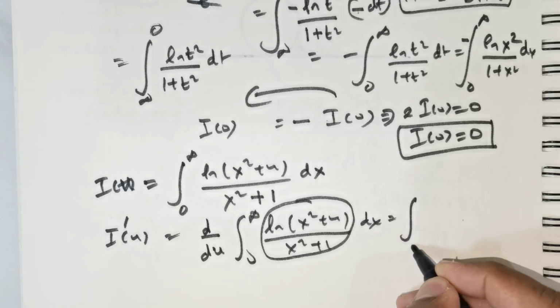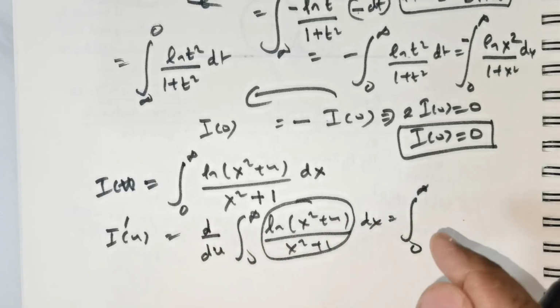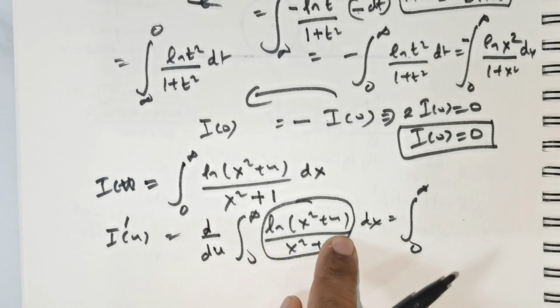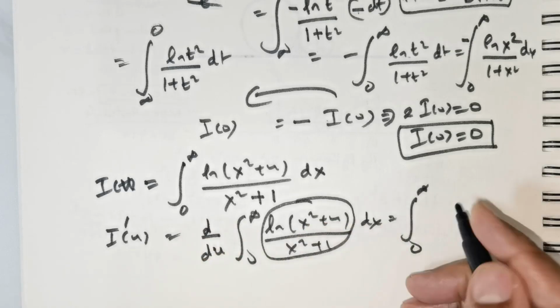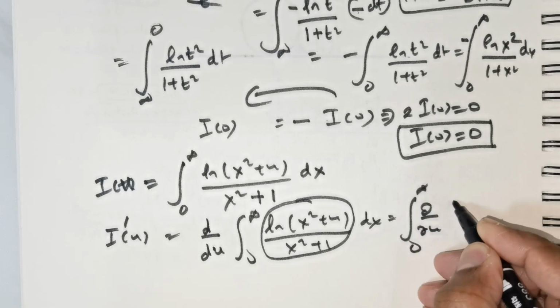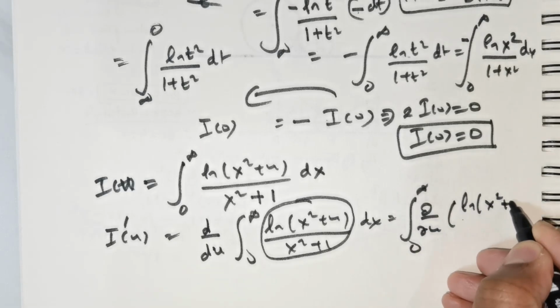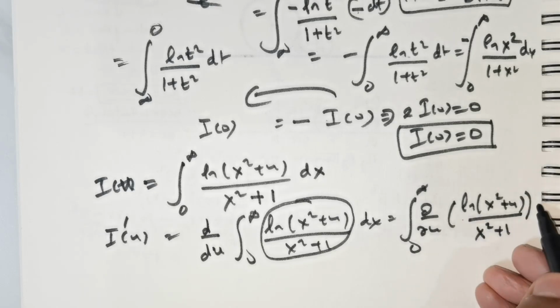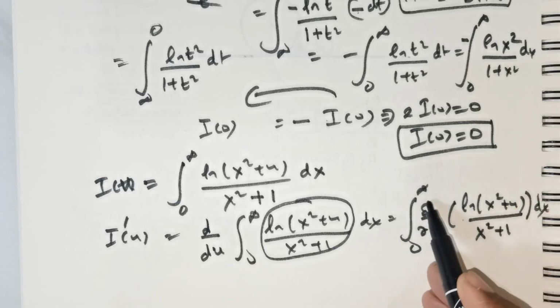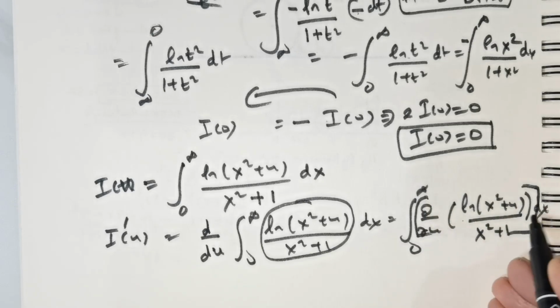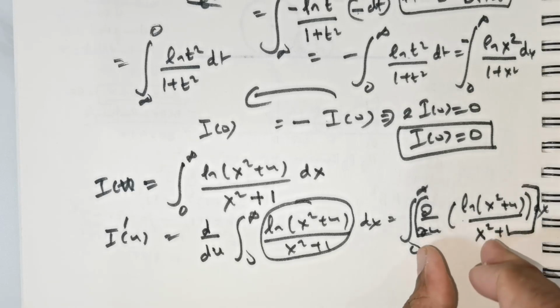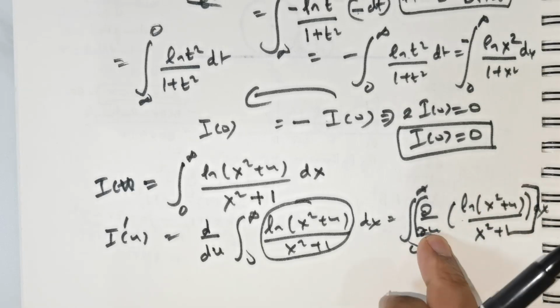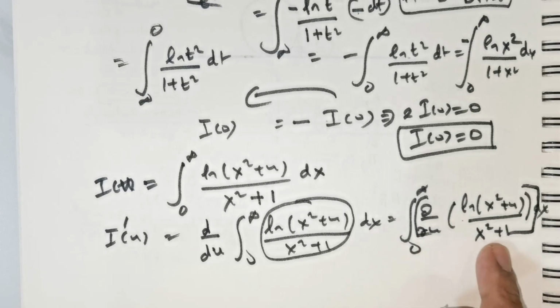So that would mean we got 0 to infinity. Now when we are placing d over du, we wouldn't be able to place it as d over du because of the fact that there are two variables involved, u and x. So I would be placing it as dou over dou u of ln of x squared positive u divided by x squared positive 1 times dx, right? So dx is outside the parenthesis. So I need to differentiate this with reference to u. Now this is constant because there isn't any u there. So you can safely take that constant out, 1 over x squared positive 1.